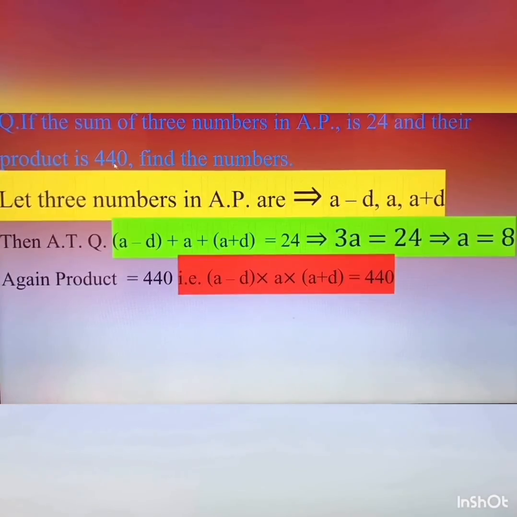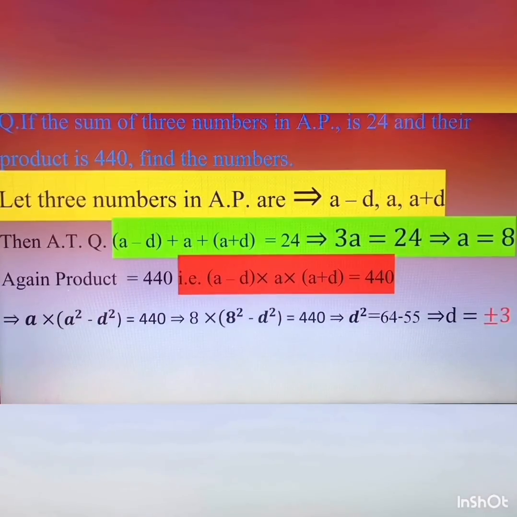After that, the product is given as 440, so A minus D into A into A plus D equals 440, according to the second condition. Because here we have A plus D and A minus D, you can apply the formula A plus B into A minus B equals A square minus B square. So the product of A minus D and A plus D is A square minus D square, and the value of A is 8, so 8 square minus D square equals 440 divided by 8, that is 55. Now D square equals 64 minus 55. On simplifying, we get D equal to plus minus 3.